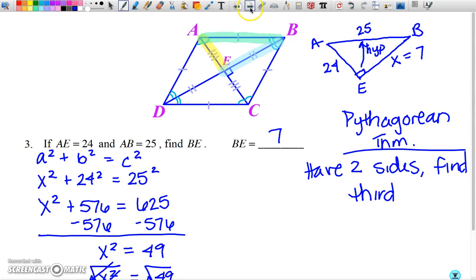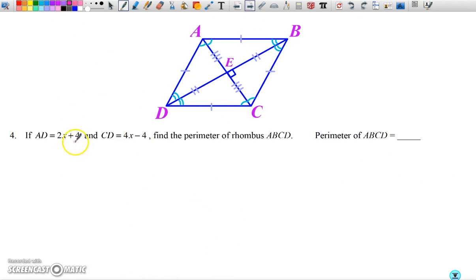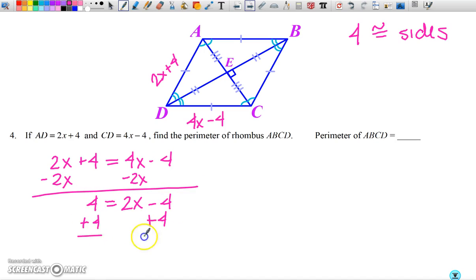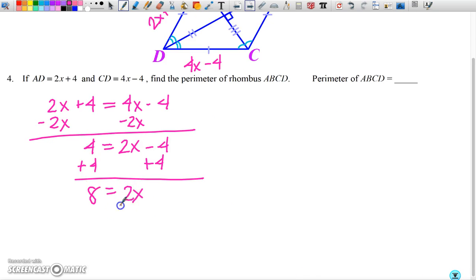All right, now in number 4, so this one is giving you AD is 2x plus 4, so that's this right here. And then that CD is 4x minus 4. Well, we know that a rhombus has 4 congruent sides. So what we're going to do then is just take our 2x plus 4 and set it equal to 4x minus 4. So subtract 2x from both sides. I like to move smaller to larger. You can move whatever you want, it doesn't matter. Add 4 to both sides of your equation here to get 8 equals 2x. Then we're going to go ahead and divide by 2 to get x equals 4.